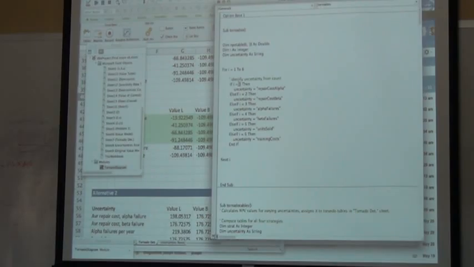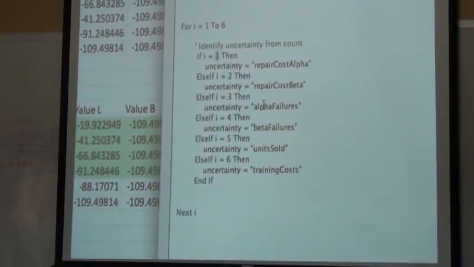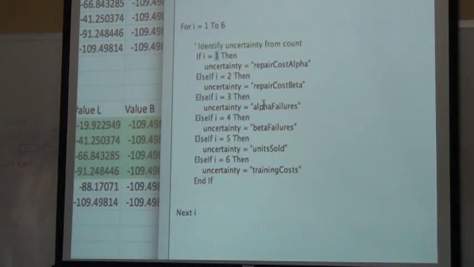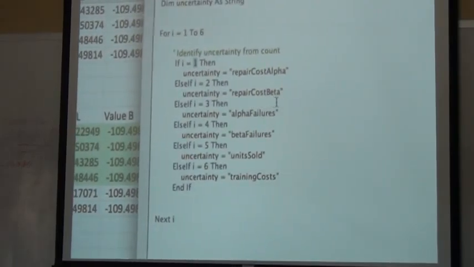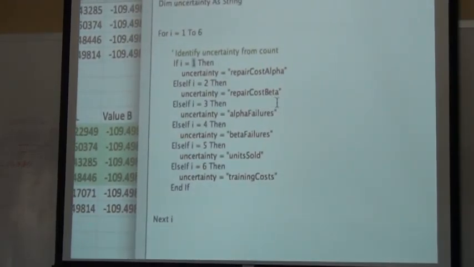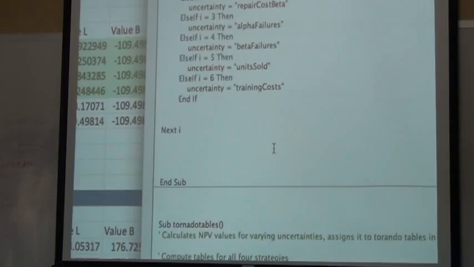Well, if I is equal to 1, then I'm looking at repair cost alpha. If I is equal to 2, it's going to be repair cost beta. 3 is alpha failures, 4 is beta failures, etc. There are more elegant ways to do it, but this is a pretty simple way, and it's just using if statements and else if statements. Does this make sense to people? Cool. And I can share the code with you afterwards, so you can just break it down.